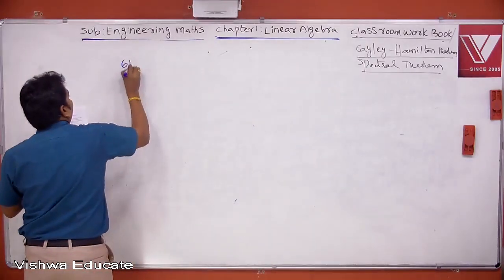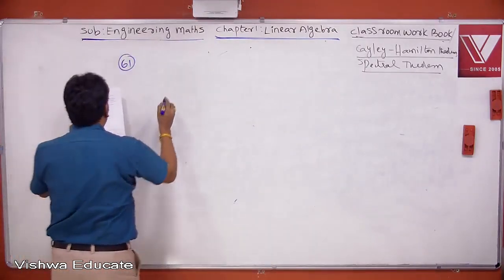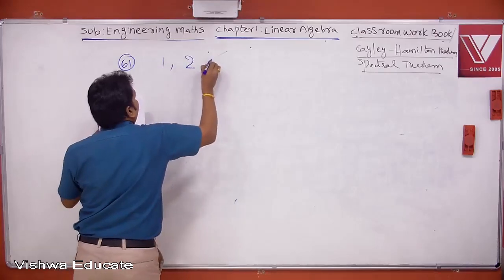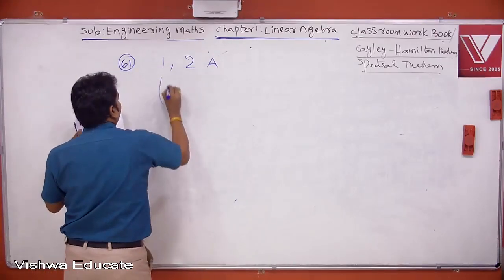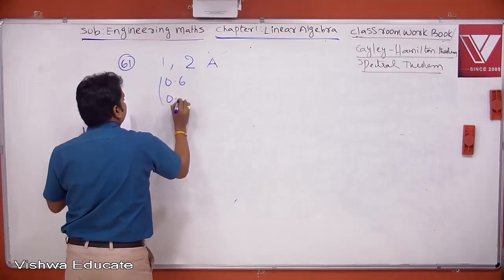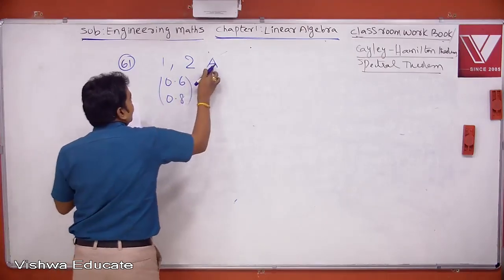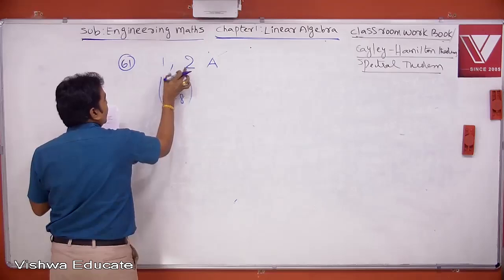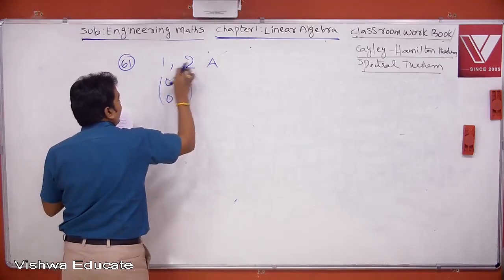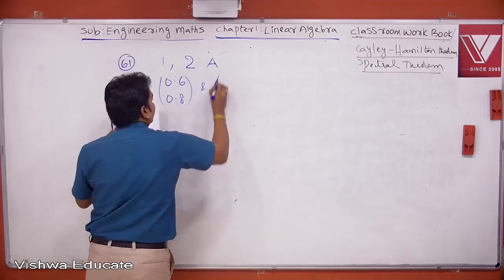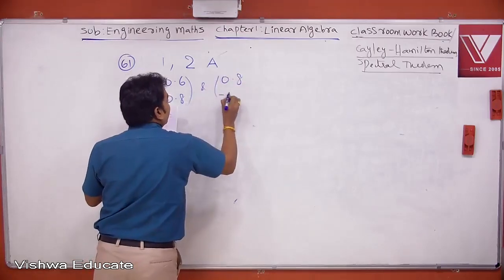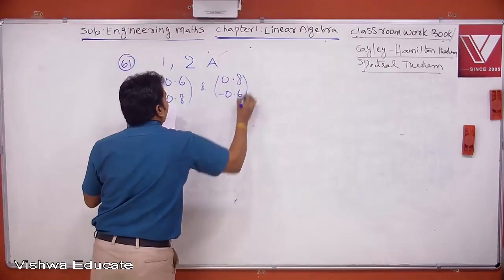Number 61. Given that 1, 2 are eigenvalues of a matrix A, what are the corresponding eigenvectors? 0.6, 0.8. So A is a 2 by 2 matrix with these two eigenvalues. This is the eigenvector of A with respect to 1, and with respect to 2, the eigenvector is 0.8, minus 0.6.